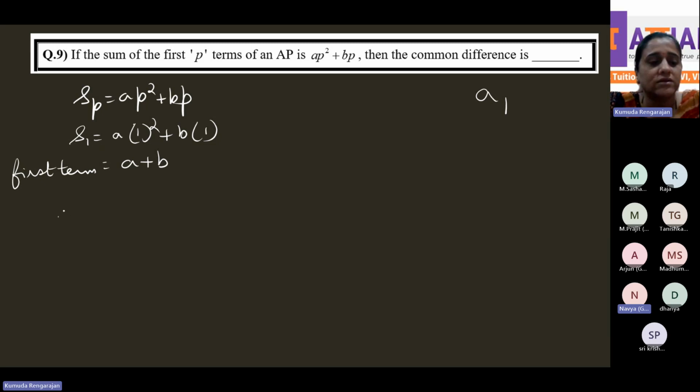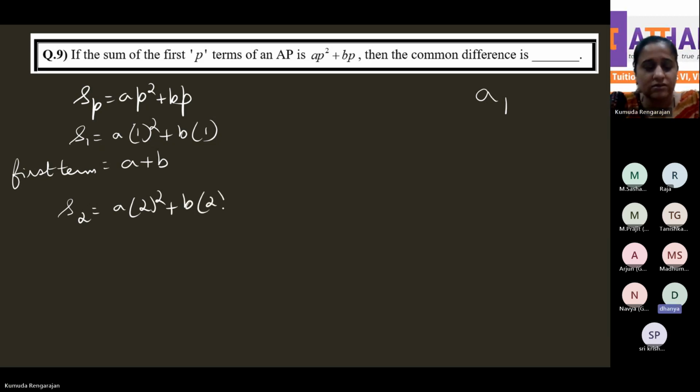Okay, next S2 is equal to A into 2 A squared plus B of 2, ma'am. So 4A plus 2B. And also, you subtracted these two, is it? Yes, ma'am. For finding D, I subtracted these two.